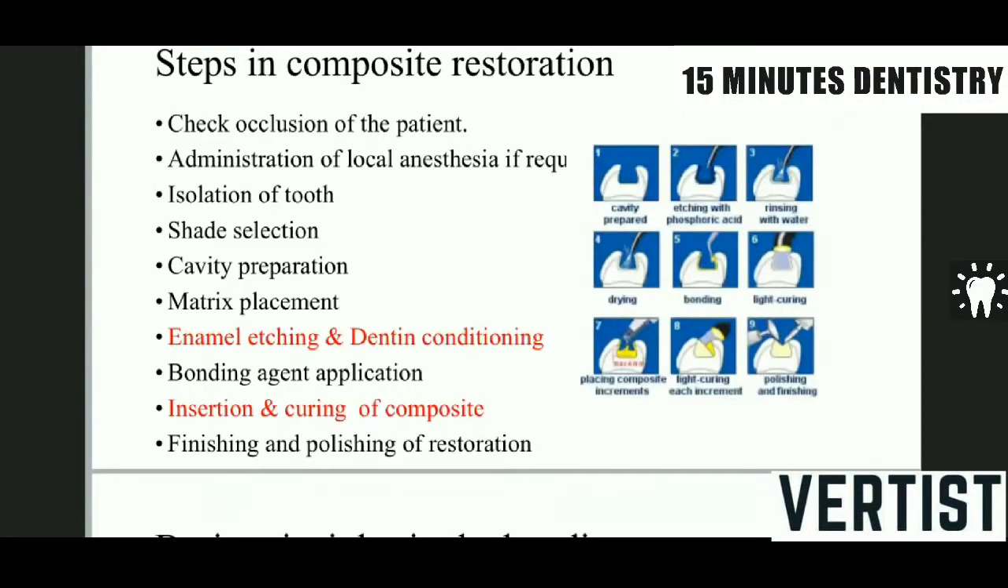Now, there are different indications where you can use this composite restoration. It is not that it is used anywhere and everywhere inside the oral cavity. It can be used very sparingly. It should be used very sparingly, and it should be used wherever it is indicated.